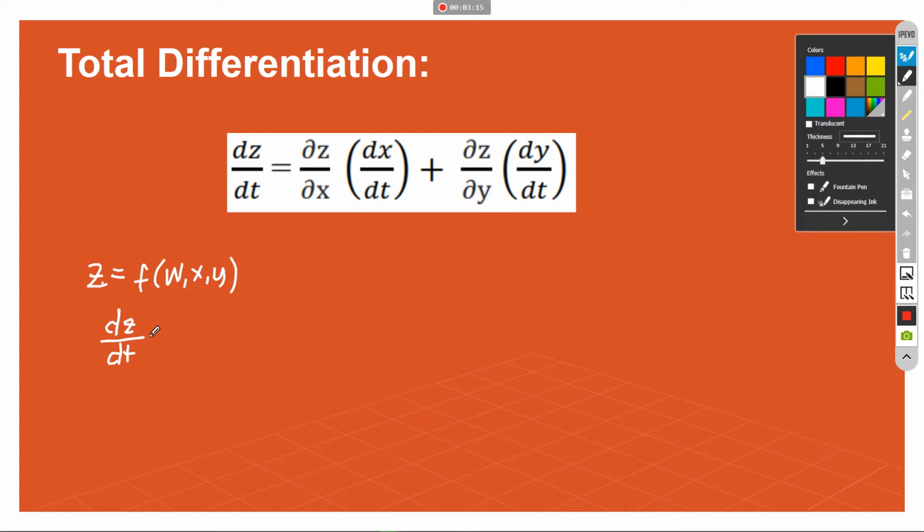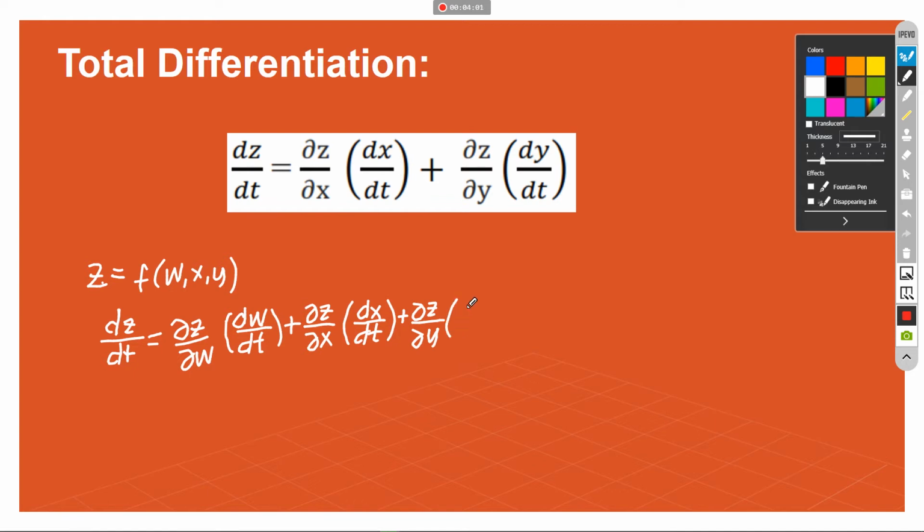Equals the partial derivative of c with respect to the first variable, w, times the total derivative of w with respect to t. Okay, you will just follow that pattern. The partial derivative of c with respect to x times its total derivative. And last, the partial derivative of c with respect to y times the total derivative of y. So, that's the pattern. You don't really need to memorize it.